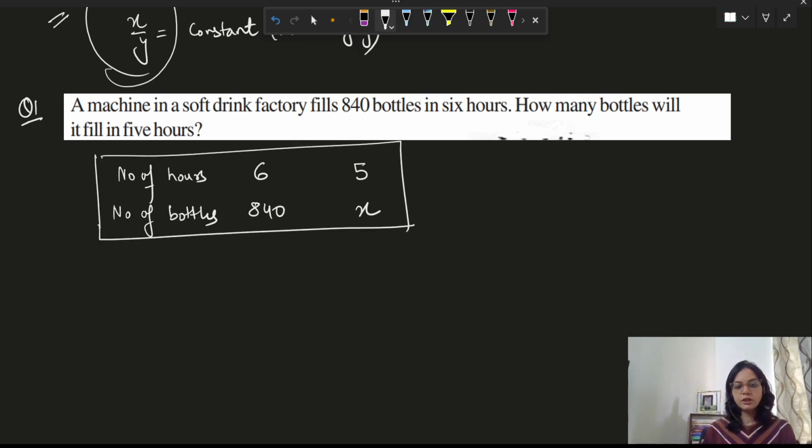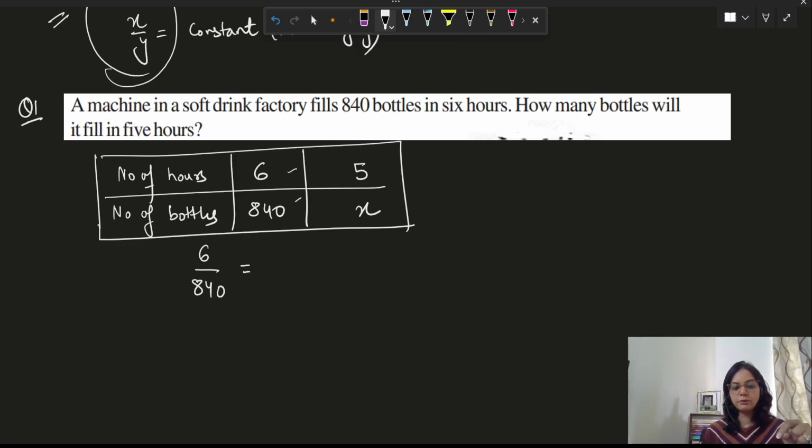Now, it's a case of direct variation because if you increase the number of hours, more bottles will be filled. But if you decrease the number of hours, fewer bottles will be filled. Now, as I said, in case of direct variation, what remains the same? The ratio of the two quantities. So their ratio 6 by 840 will remain the same as 5 by x. So this ratio will always be the same.